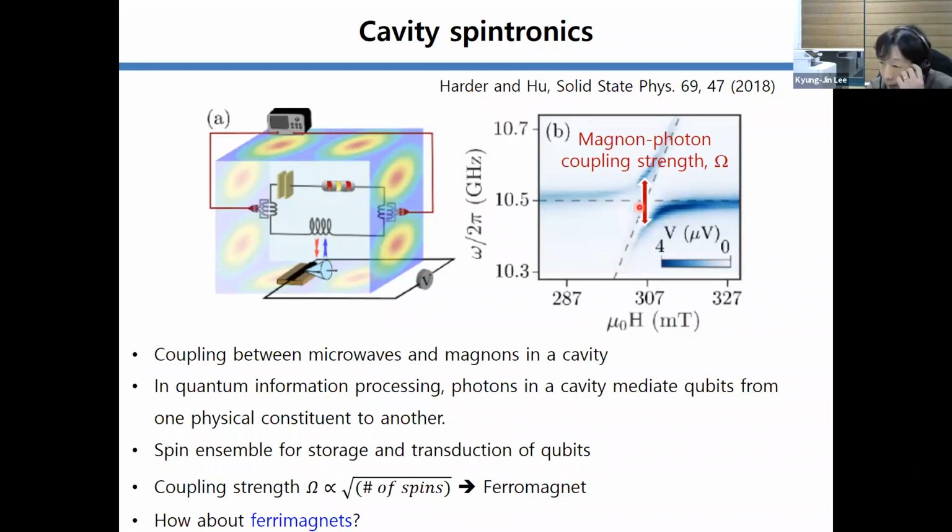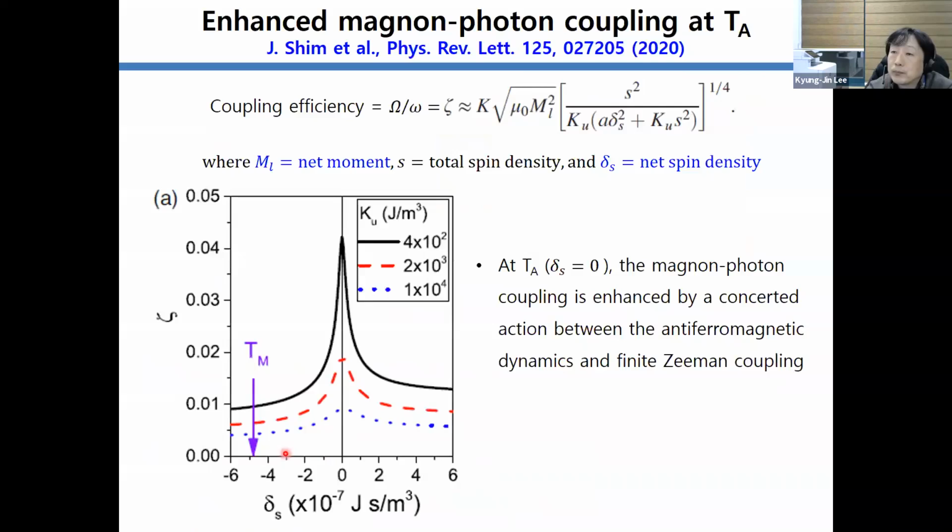When they meet, the anti-crossing occurs, and the size of this anti-crossing in units of frequency is called the magnon-photon coupling strength, omega. And this omega is proportional to the square root of the number of spins. Then people try to use the ferromagnet because the ferromagnet has high spin density. So then we thought, what happens for a ferrimagnet?